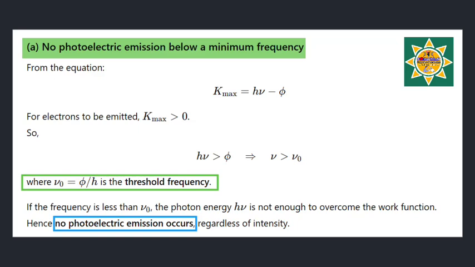So here nu naught is equal to phi divided by h, and that is called the threshold frequency. So if the frequency is less than nu naught, the photon energy h nu is not enough to overcome the work function. And that is why there is no photoelectric emission, regardless of the intensity. So this is the answer for the first question.